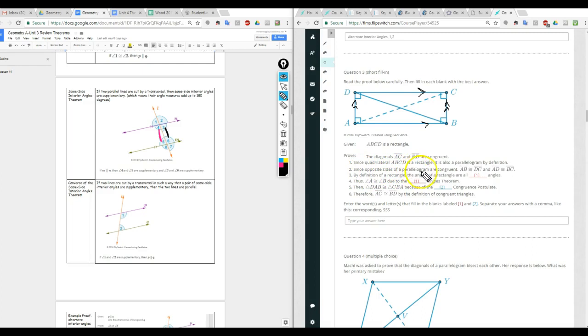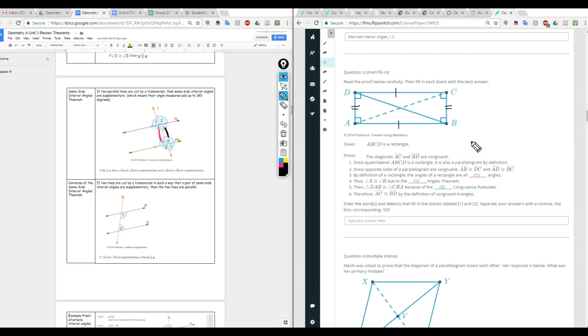Since opposite sides of parallelograms are congruent, AB is congruent to DC, so that means these lengths are also congruent. To mark congruencies, we use tick marks. So AB is congruent to DC, and AD is congruent to CB. So that's the helpful information here.